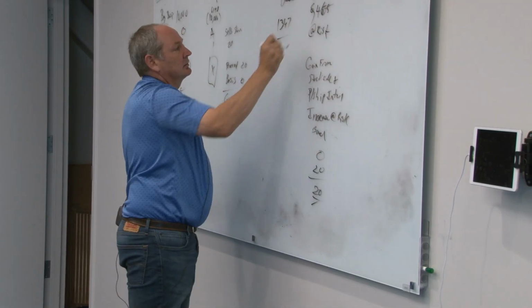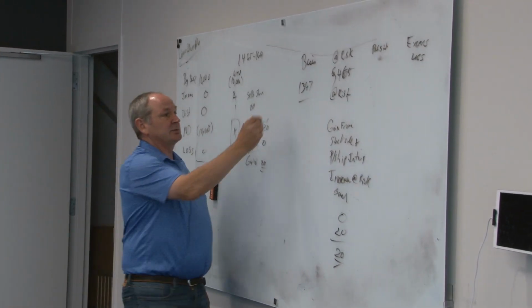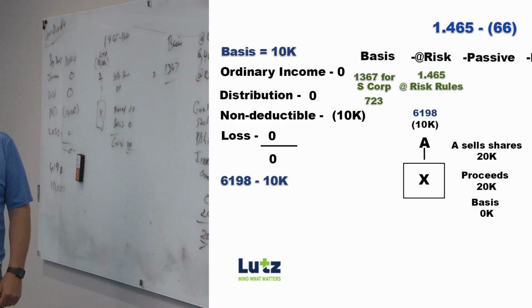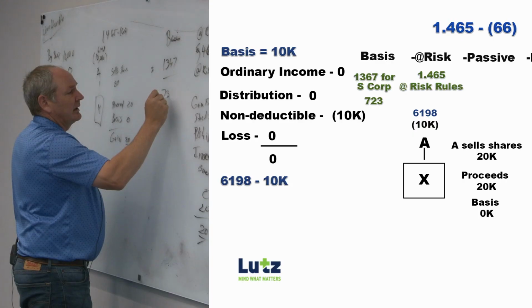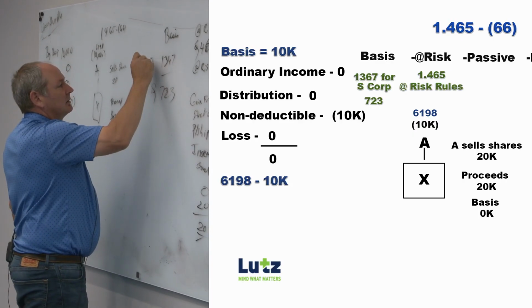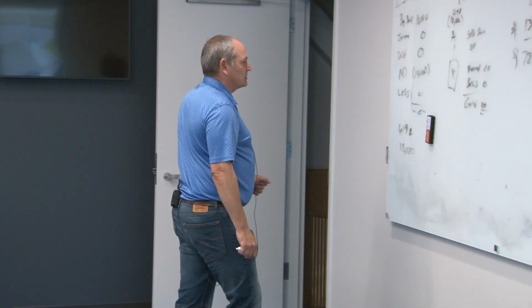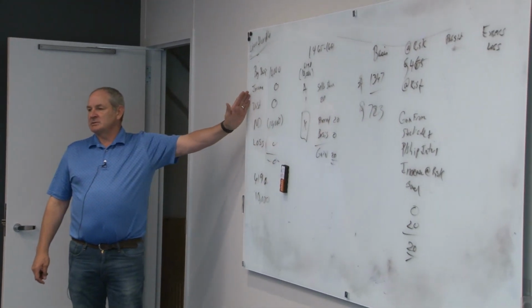So now, 1367 is right here for S corps. And for partnership, 723? I think it's 723. I don't know, I'm struggling. That feels right, but I give that a coin flip. So what 1367 in an S corp context says, and what 723 says in a partnership context, is when you have an item of income or an item of loss or an item of distribution or item of non-deductible, it affects your basis.